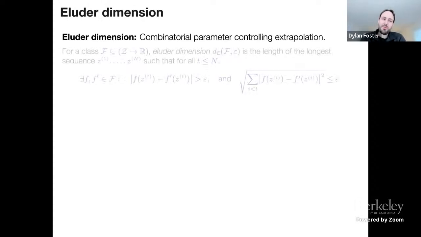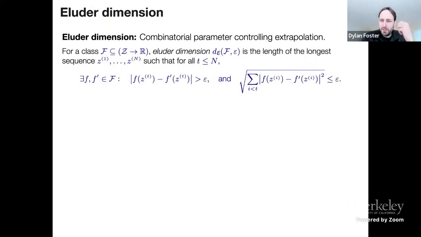I'll briefly define this. Let's say I have a function class script F. What is the longest sequence of points, z1 through zn, such that for each point zt in this sequence, there exists a pair of functions in this class that disagree on zt by epsilon, but if we look at their root mean squared error on all the points that precede, it's at most epsilon? So this is asking, in a pretty literal sense, if I look at functions that are close in squared error, how many times can I get surprised by new points?